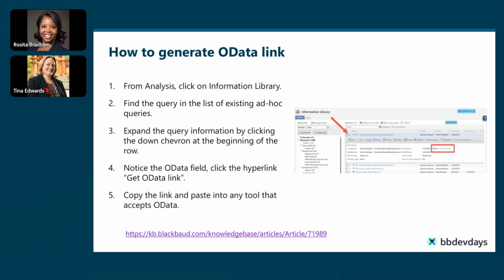Now you can see this information by going to the information library and clicking on that little chevron down, and you'll see more information about the query where you can get that link. You can also get it from the main query page as well. Once you click on this, it's going to open up a screen where you're going to copy that link, because this is the link that you're going to use to do the connection from your Altru database to Excel or Power BI or Tableau.